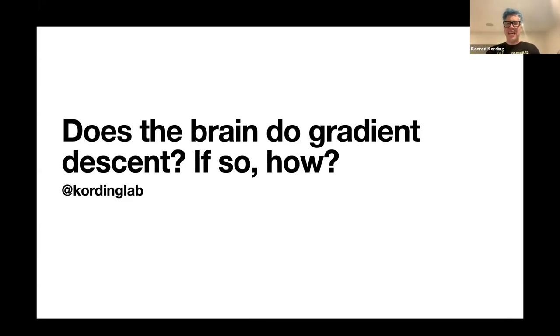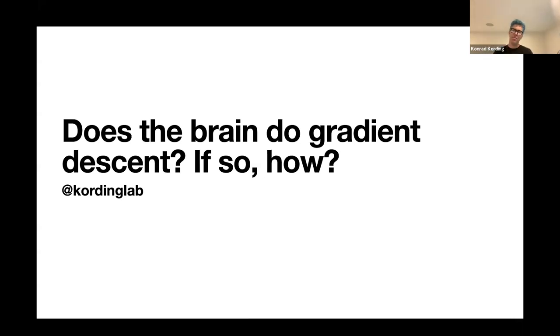So today, I want to talk about, does the brain do gradient descent? And if so, how? This is weird. The brain is basically a big meatball full of signals traveling all over the place. Gradient descent is this cool thing that the deep learning folks do. How and why could the two of them be doing something similar?